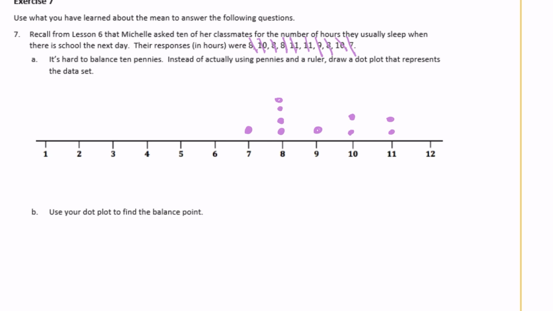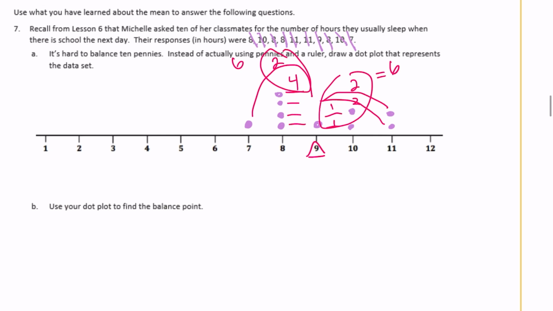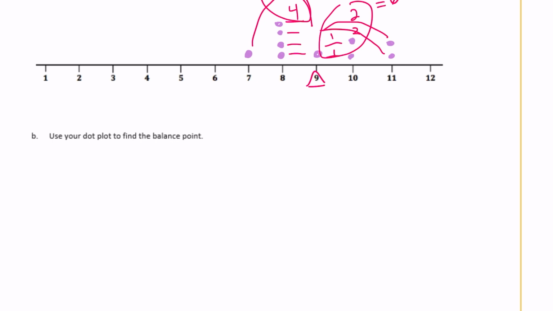Okay, so we need to find our mean. So I'm going to guess our mean's probably 9, in the middle there. So let's see. The distances here are all 1, so that would add up to 4. And then the distance here would be 2. So together these are 6. And then we have distances there are 1. And then we have 2 of those, so those are each 2. So that also all adds up to 6. So 9 is our balance point. So the dot plot shows us that 9 is a balance point.